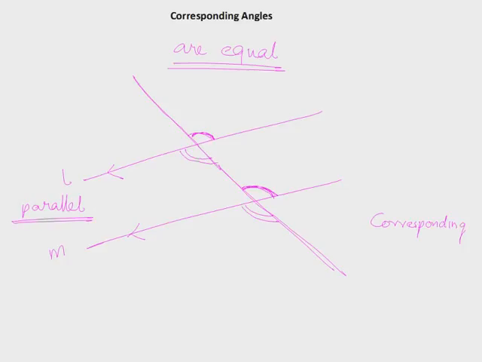If you have a transversal and it makes the same angle with both lines, then the two lines must be parallel. If it doesn't make the same angle with both lines, then the two lines are not parallel. So if corresponding angles are equal, then that proves the lines L and M are parallel. And conversely, if the lines L and M are parallel, then the corresponding angles are equal.